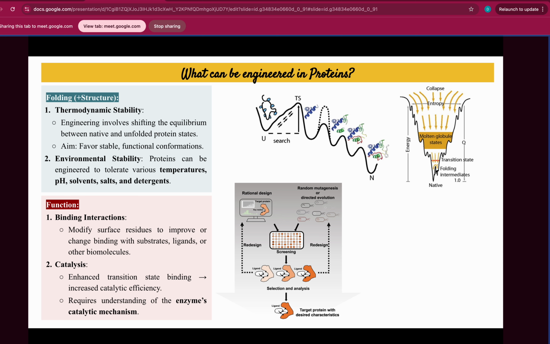So this will help in the designing of drugs, because by looking at certain target proteins, we can design our drugs in such a way that they can bind to the target proteins, or vice versa. So that comes under binding interaction changes.